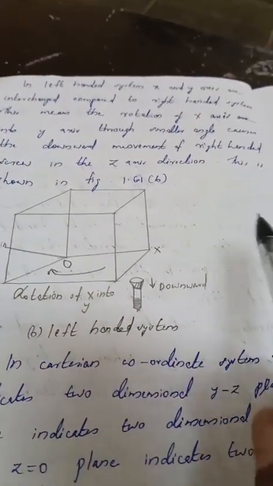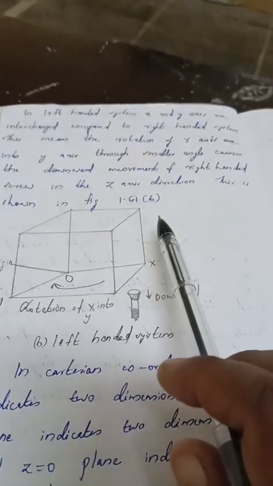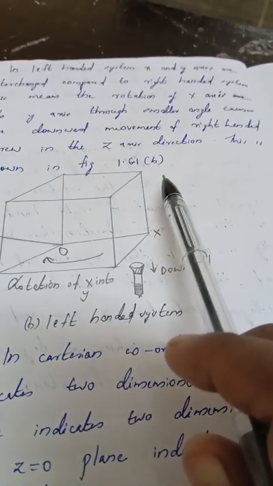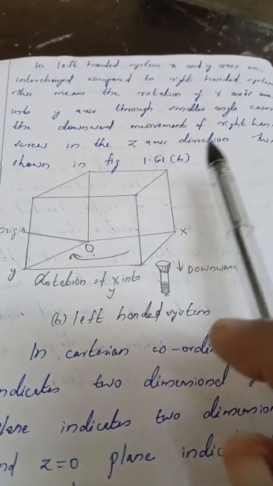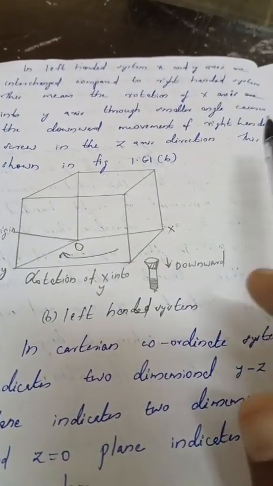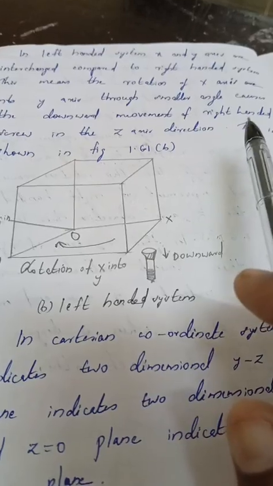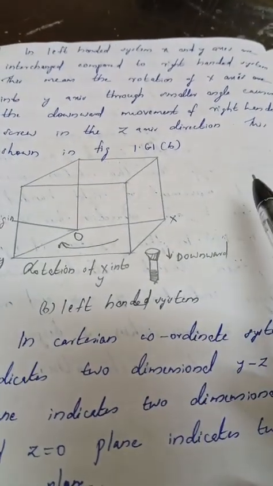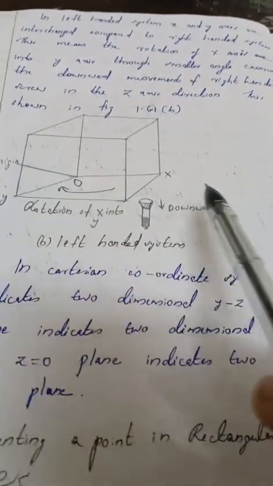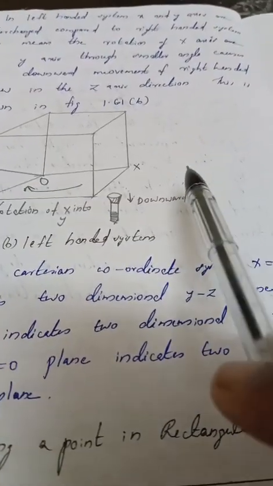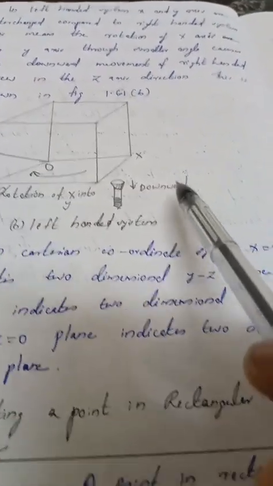Next one, left-handed system. In left-handed system, x and y axes are interchanged compared to right-handed system. Rotation of x-axis into y-axis through the smaller angle causes a downward movement of the screw in the z-axis direction.